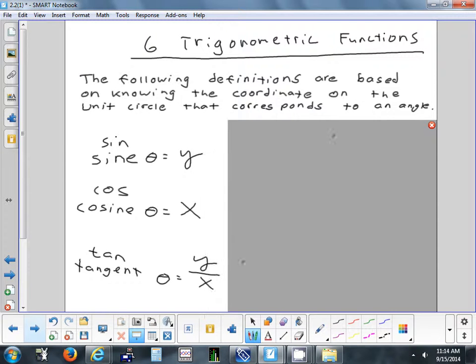Okay, and the last one is tangent. And for tangent, you need both. If you want the tangent of an angle, find its coordinate, and then divide the y by the x value.